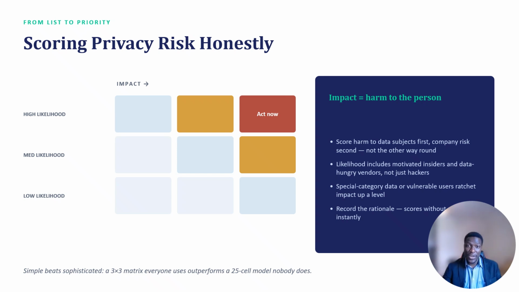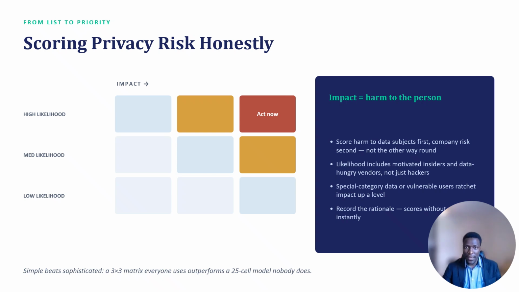Four rules generally make the scoring honest. The first is that impact means harm to the person, and this is scored first. Next, you have company risk, which is real but kind of secondary, and mixing impact to persons and impact to company corrupts the whole exercise, as our focus is impacts to persons.